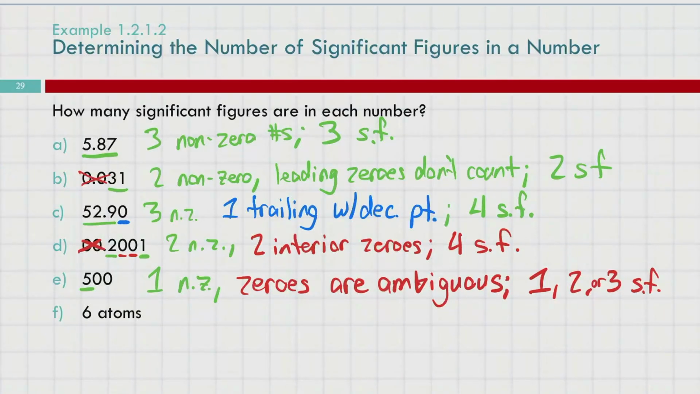And how about F, 6 atoms? How many significant figures does that 6 have? Just like the emperor's power, unlimited. Exactly 6 atoms. Atoms are countable. Even if it's really hard to count them sometimes, you can count them. So if you were able to count 6 atoms, unlimited significant figures.